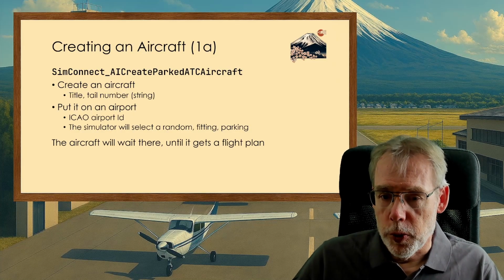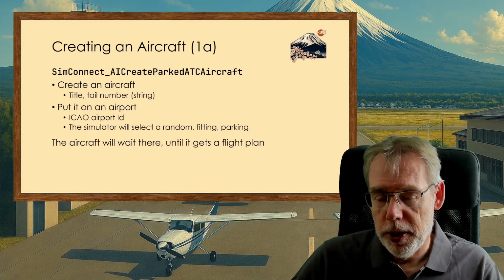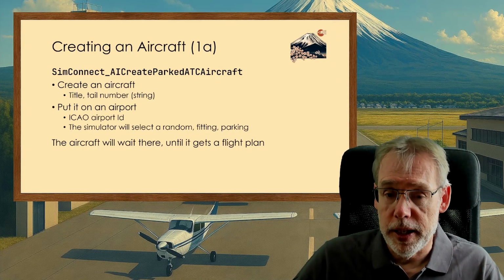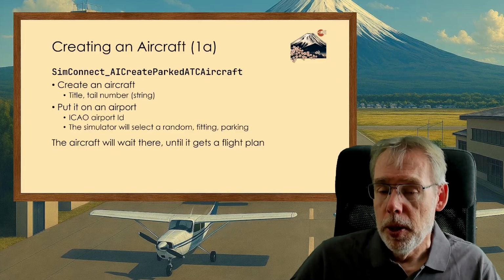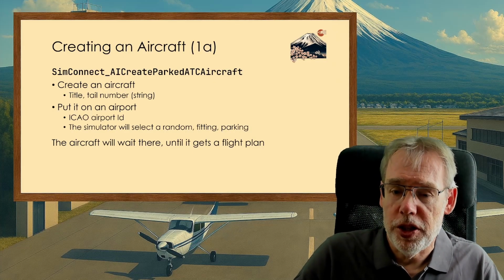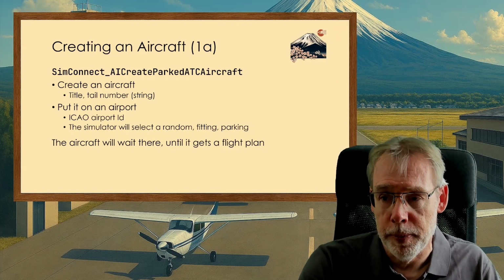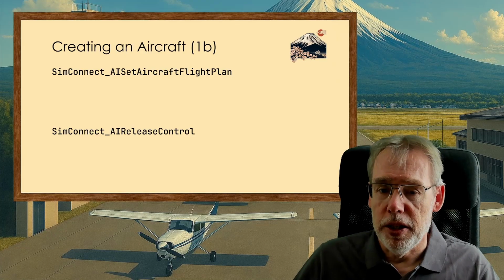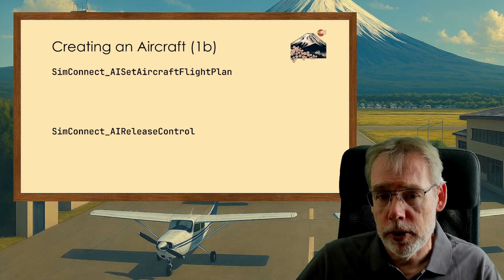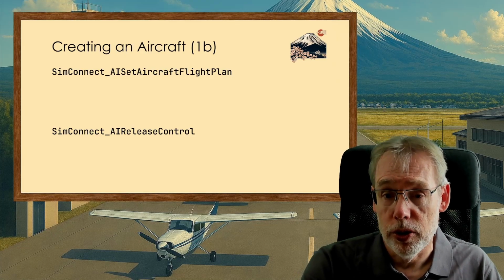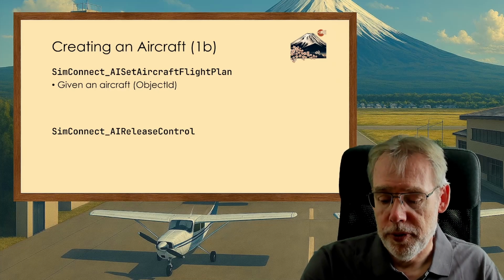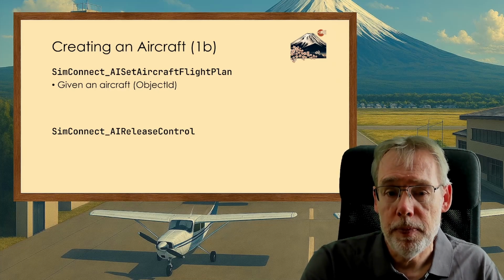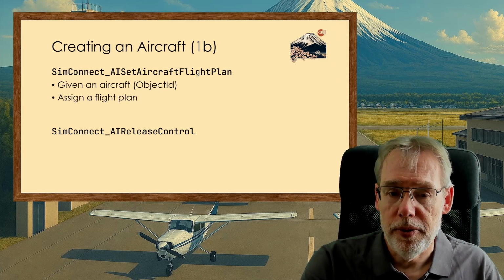Now, this is not what we're going to use, because we want it to appear at a specific location, but let's finish this with that flight plan bit. So there is first the set aircraft flight plan call, and then the release control call. For the first one, we have to specify the object ID, and we have to assign a flight plan.